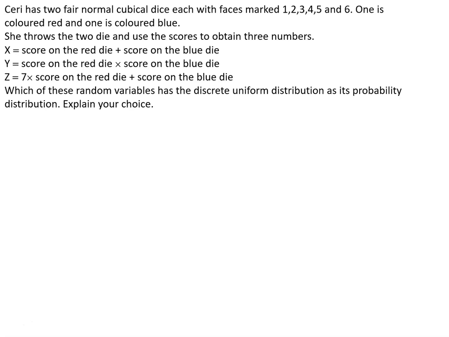She has two fair normal cubical dice, each with faces marked 1, 2, 3, 4, 5 and 6. One is coloured red and one is coloured blue. She throws the two dice and uses the scores to obtain three numbers. X is the score on the red dice plus the score on the blue dice. Y is the score on the red dice times the score on the blue dice. Z is 7 times the score on the red dice plus the score on the blue dice. Which of these random variables has the discrete uniform distribution as its probability distribution? Explain your choice. We just need to have a look at what the possibilities are for each of these three scores.